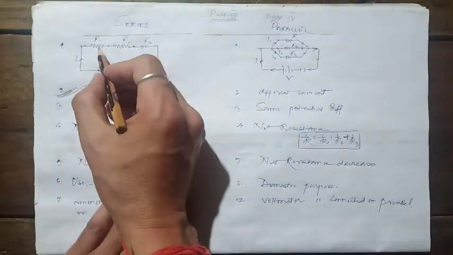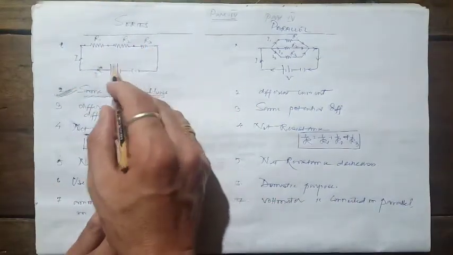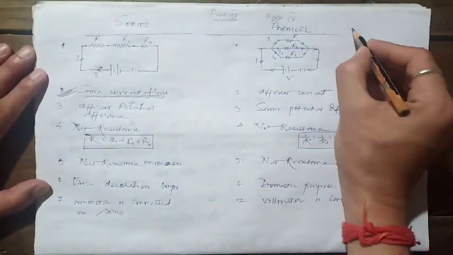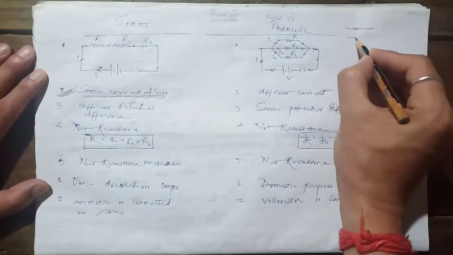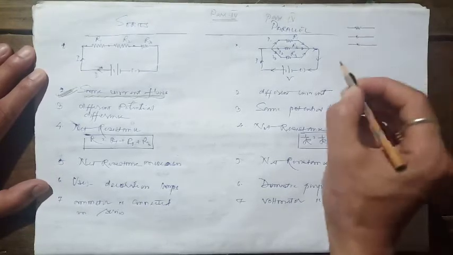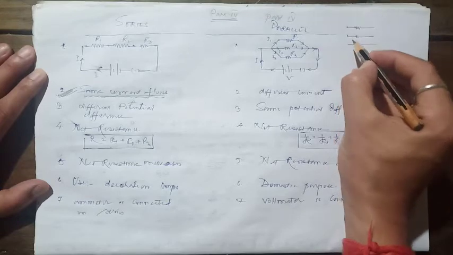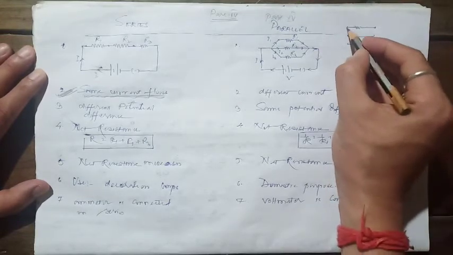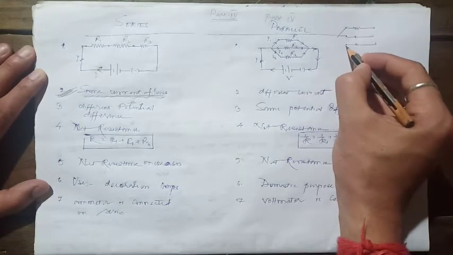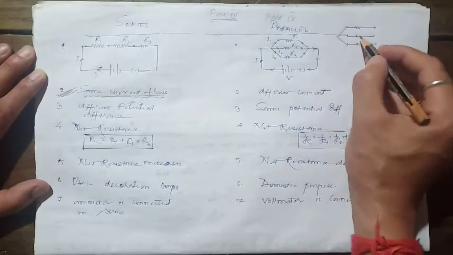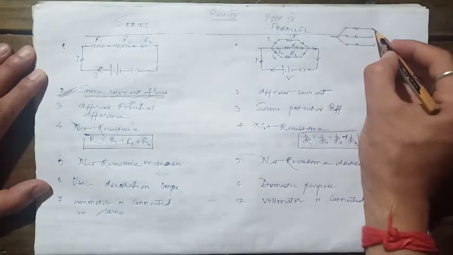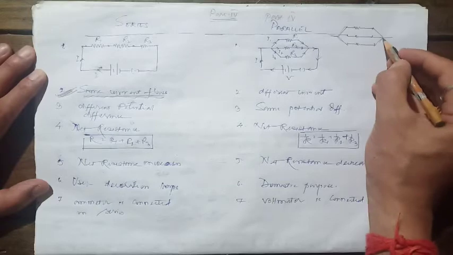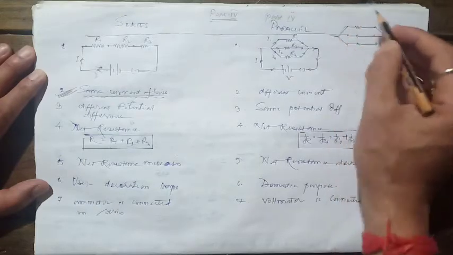Now students, if we have the same three resistors and I want to connect all these resistors in parallel, what's the way? See, we have resistor 1, resistor 2, and resistor 3. This is one end, the first end of all these resistors, and there's another end of all these resistors. If I connect the first end of all three resistors to one common point, and the other end of all these resistors to another common point, such a connection is said to be a parallel connection.